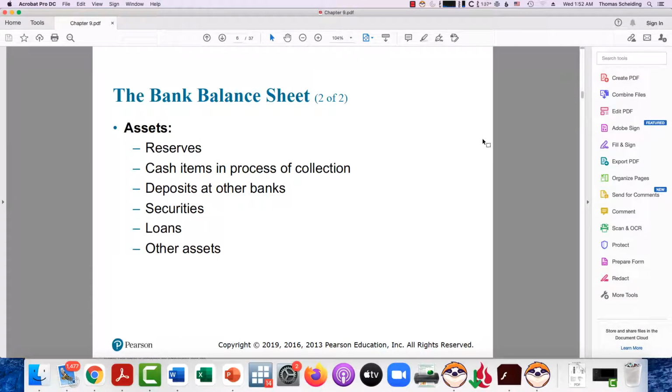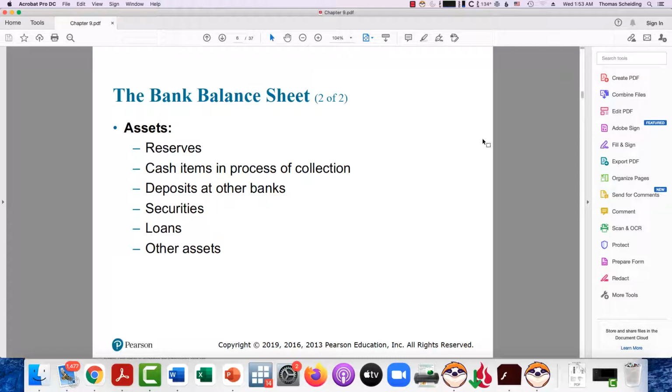On the other side of the balance sheet, in terms of assets, the biggest one would be reserves. Reserves would be a portion of the deposits that are not lent out to others. So it's just money sitting in the bank vault, that kind of equivalent. Then you've got cash items that are in the process of collection. Most of the time, this is, for instance, checks that haven't cleared yet or are in the process of clearing. Then deposits at other banks. Banks can hold deposits at other banks as a way to provide security, let's say, if they have a lot of transactions going on.